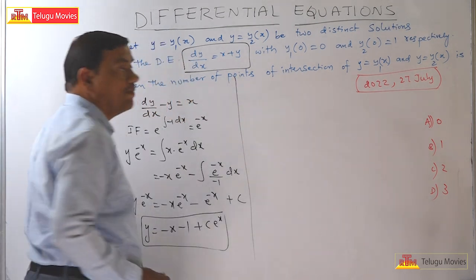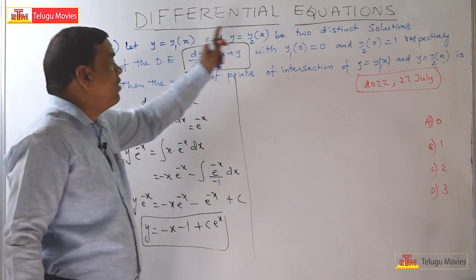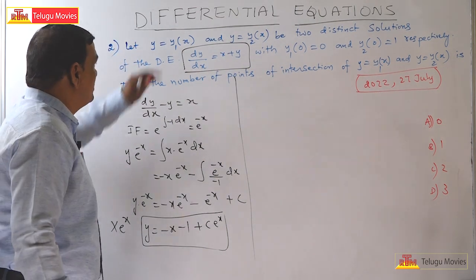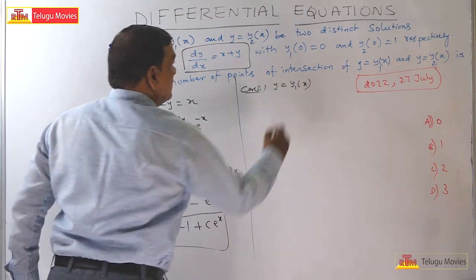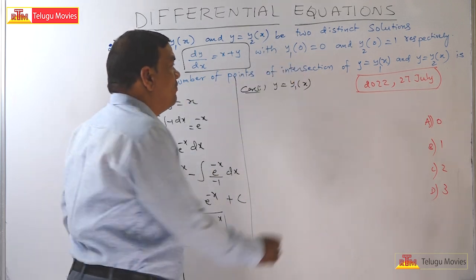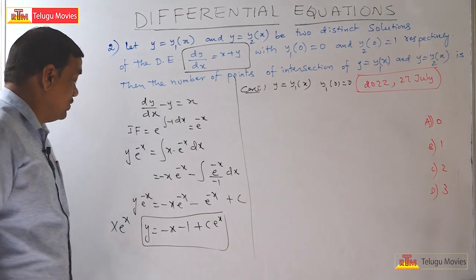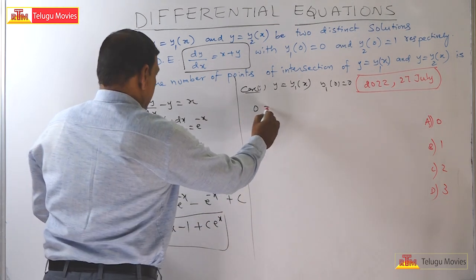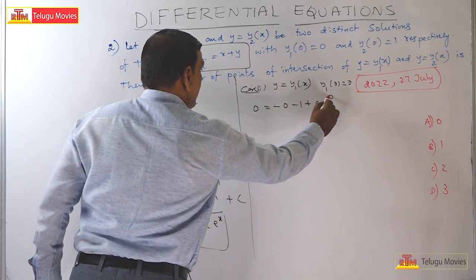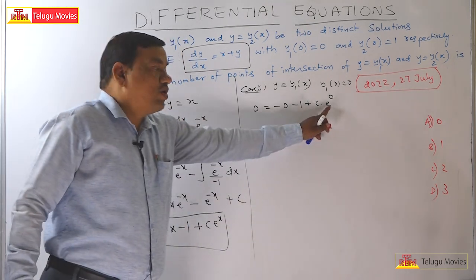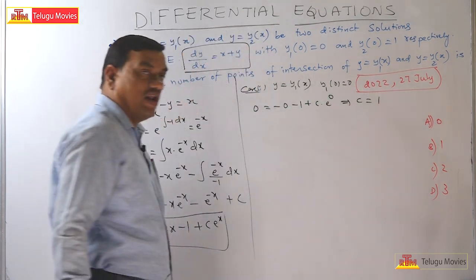Now, here the real problem starts. To find the constant of integration, here we have two distinct solutions. Let us take case 1. What is the first solution? y is equal to y1 of x, for which y1 of 0 is equal to 0. So if x is equal to 0, y is also 0. Substituting, this is minus 0 minus 1 plus c into e power 0. Now e power 0 is 1, so this gives 0 is equal to minus 1 plus c. So this implies c is equal to 1.